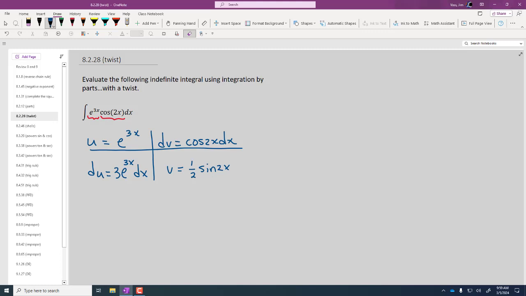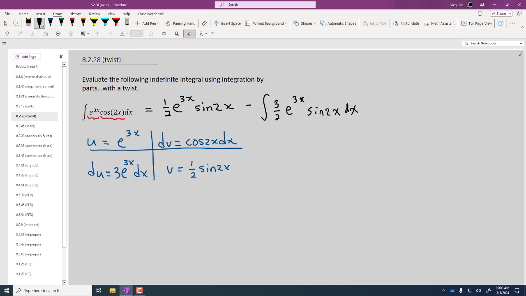So now we're going to do the integration by parts. This is going to be u times v, the ultraviolet part, uv. There's our uv minus the integral of v du. If we put all that together, it looks like 3/2 times the integral of e to the 3x multiplied by sine of 2x dx.